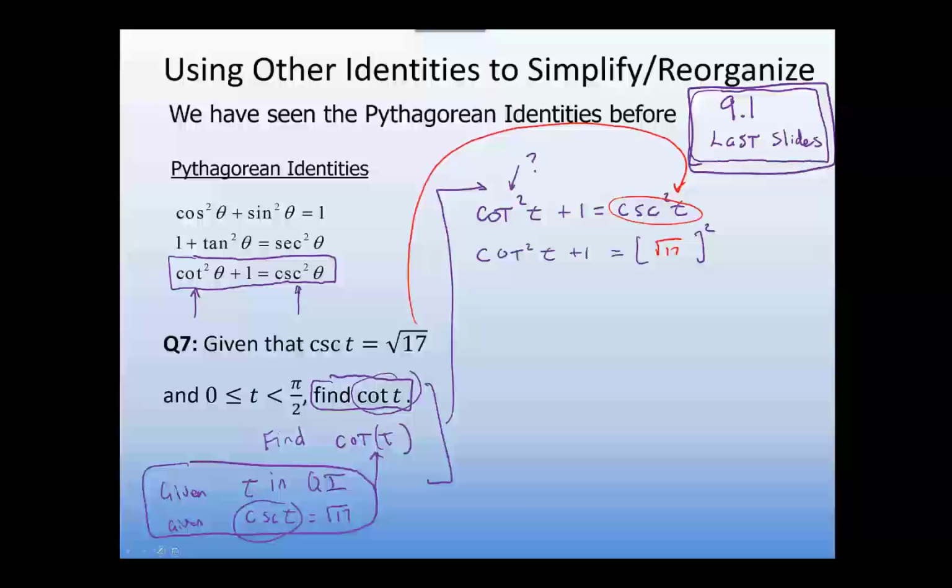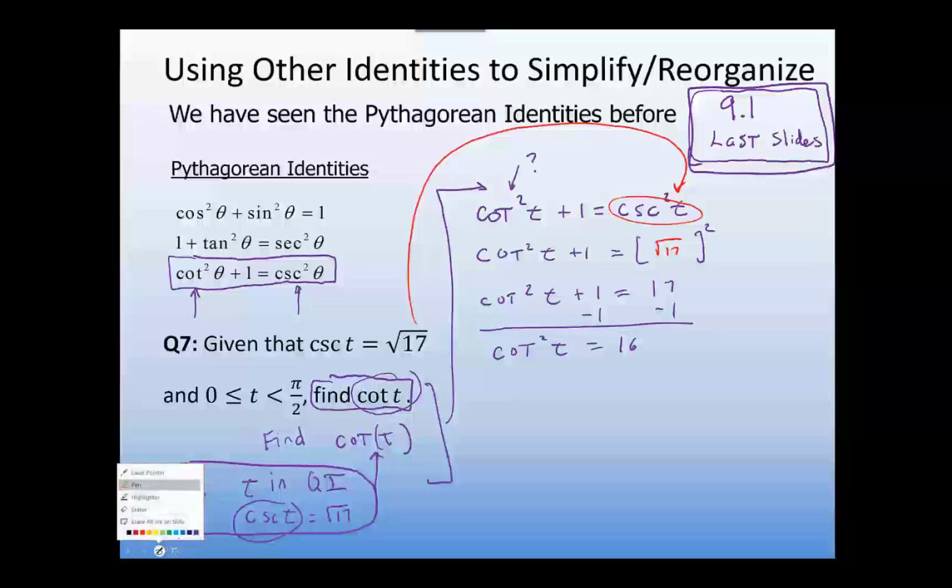Now I'm going to simplify and I'll be able to start solving this. Cotangent squared of t plus 1 equals the square root of 17 squared, which is 17. I'm going to subtract 1 on both sides. Cotangent squared of t equals 16.